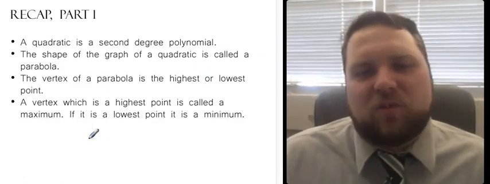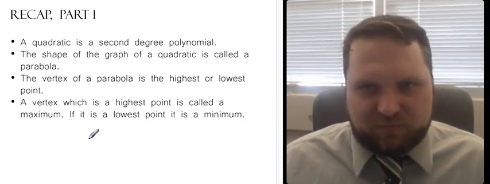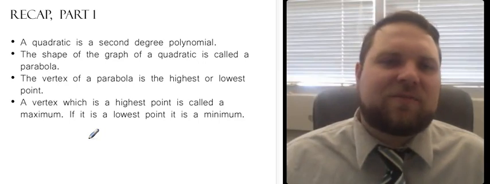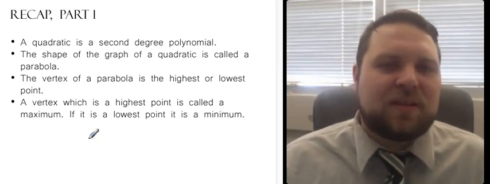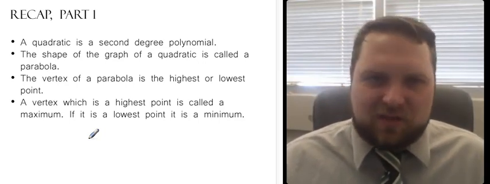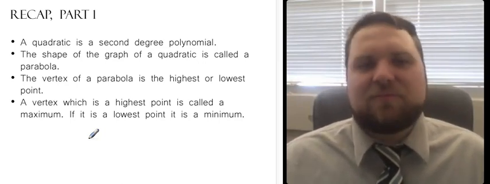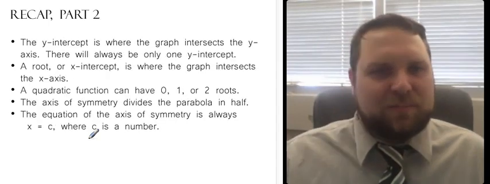So to recap, quadratics are just second-degree polynomials. We've touched on this before. Now we're going to go into detail. When you graph a second-degree polynomial, you get a shape that's called a parabola. It looks like a U. The vertex is the highest or lowest point. If it's a highest point, we call it a maximum. Lowest point is called a minimum.